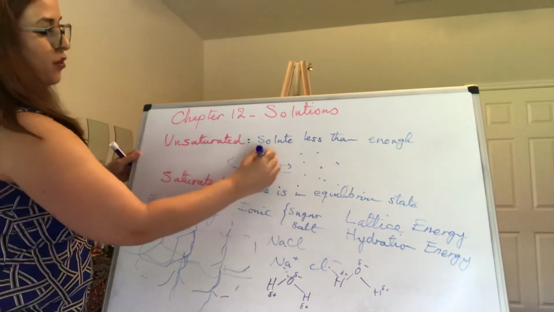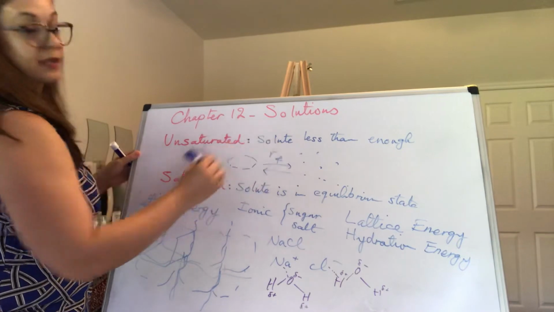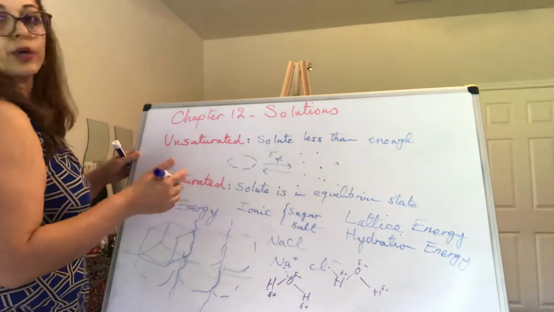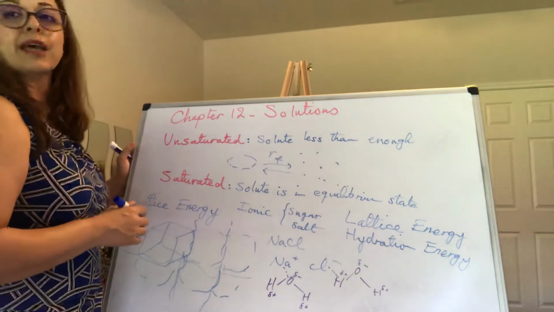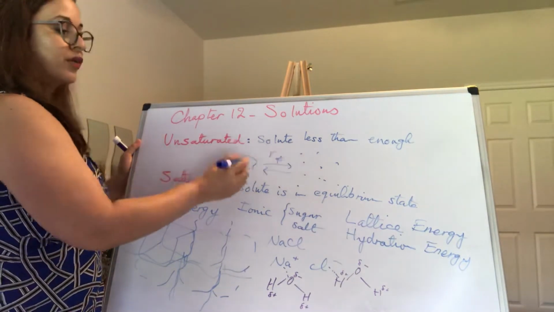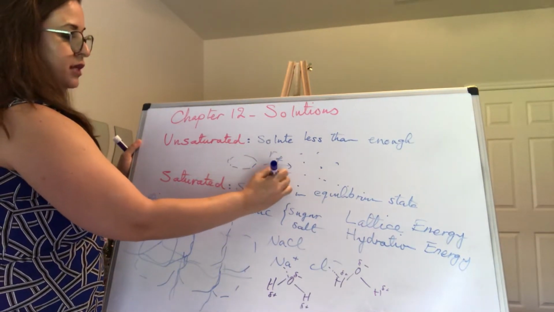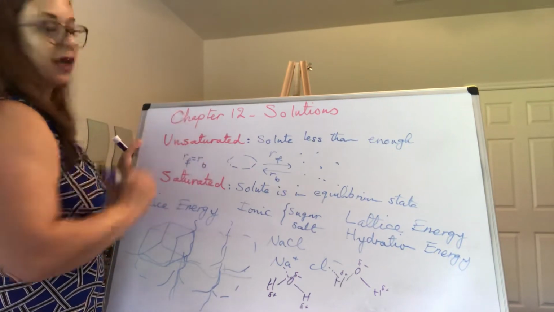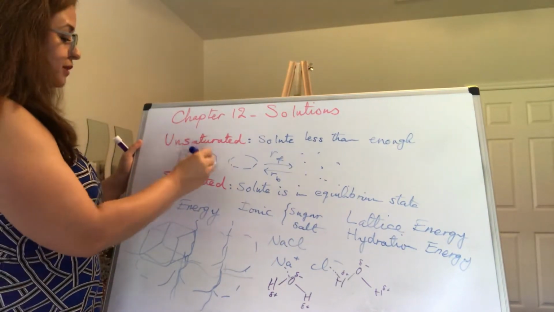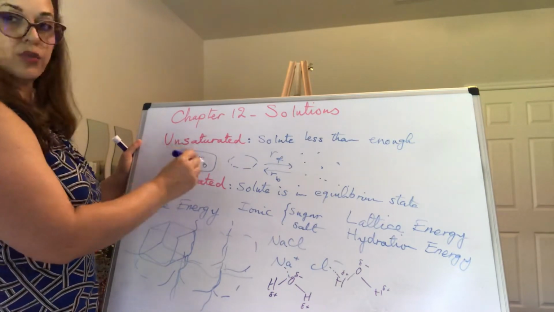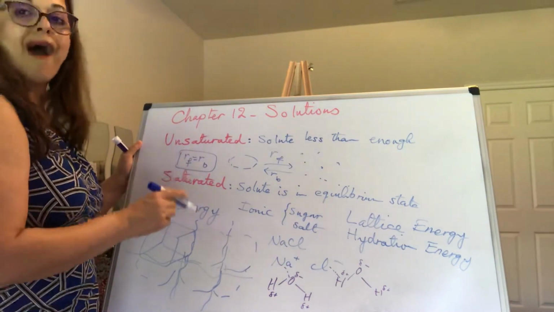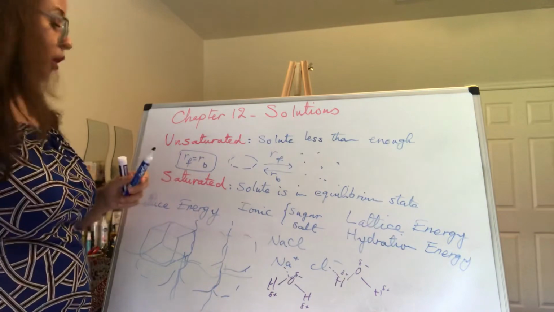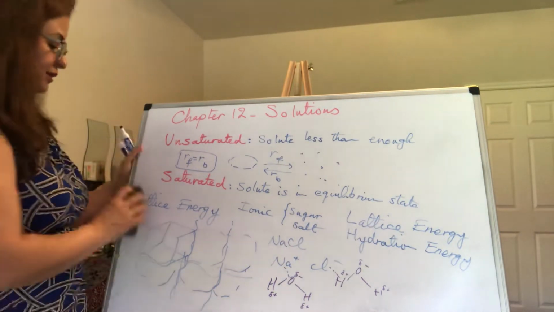So when the rate of forward, the speed or rate of forward, you will learn more about the rate in the next chapter, rate of forward reaction becomes equal to rate of backward reaction, we call it equilibrium. So in a saturated solution, these two rates are equal. You have dissolved the maximum amount of solute in the solvent.